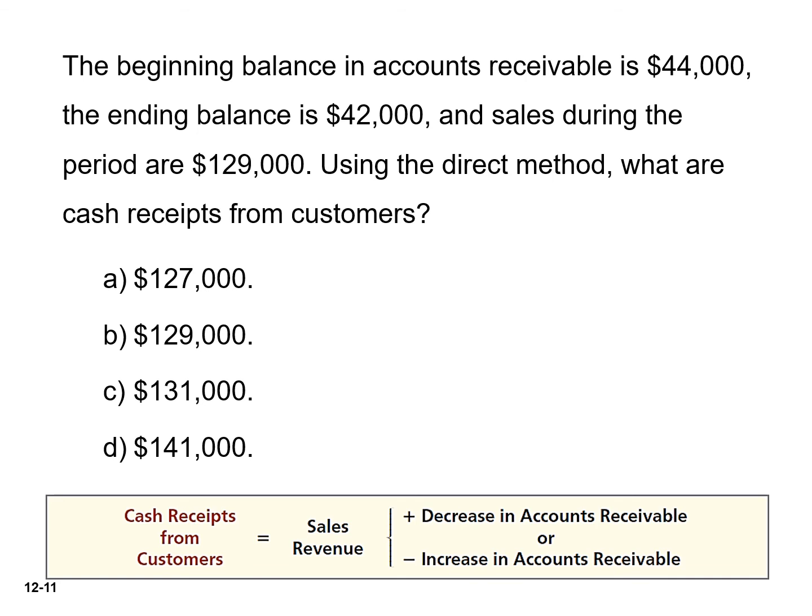In this example, we know that our sales are $129,000. We also know that our receivables decreased by $2,000, so that if we were using the direct method, the cash receipts from customers would be $131,000.